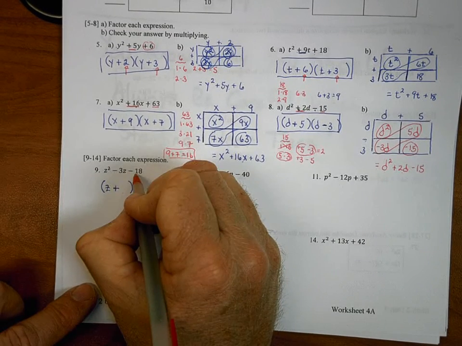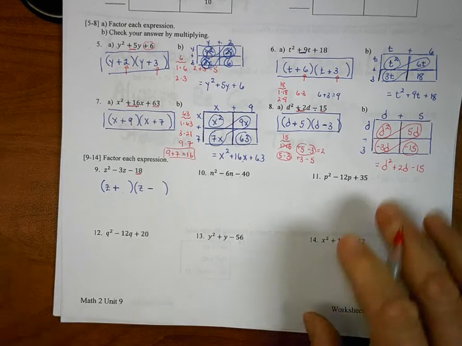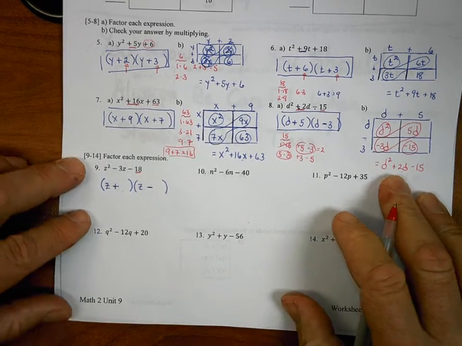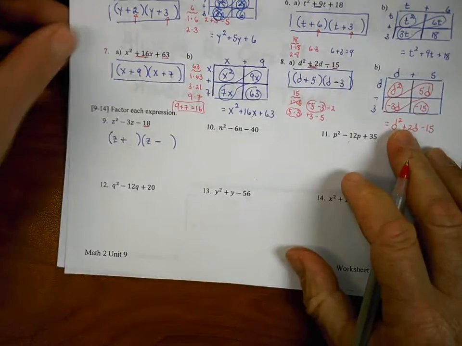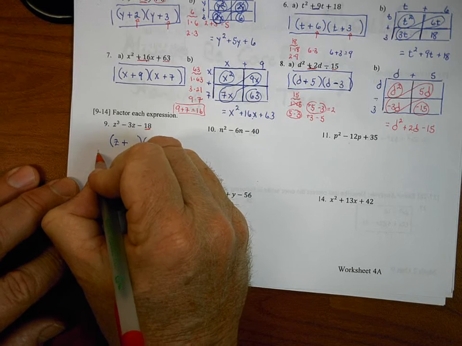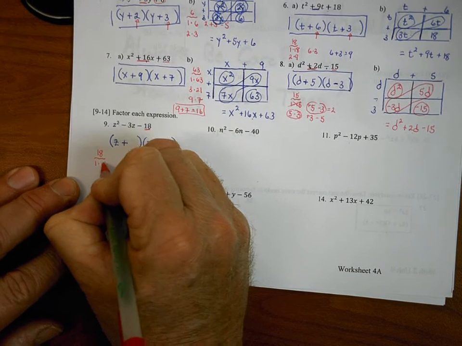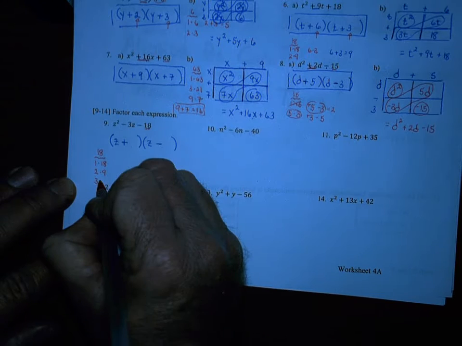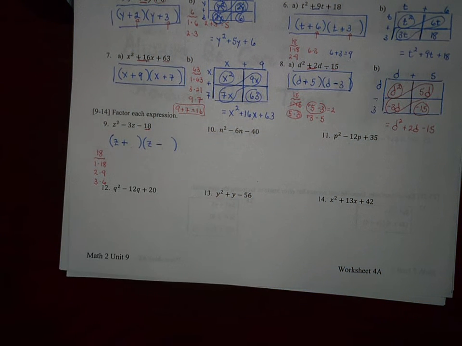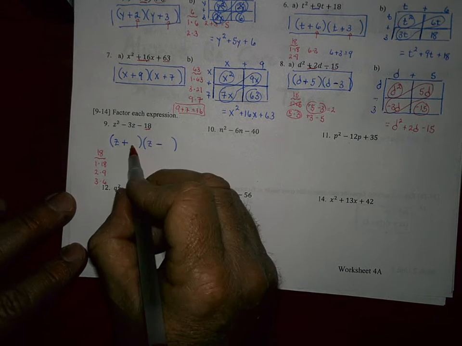So I take my last number, which is 18. We call that the c value. And I'm going to write out the multiples, the pairs of numbers that multiply to make 18. So 1 times 18, 2 times 9, 3 times 6. Those are all the pairs of numbers that multiply to make 18. One of these is going to be my answer here.